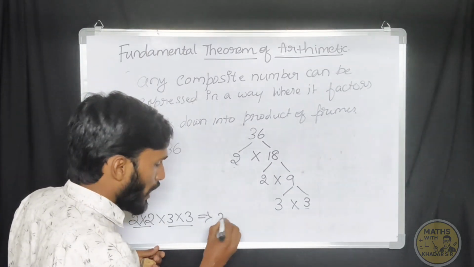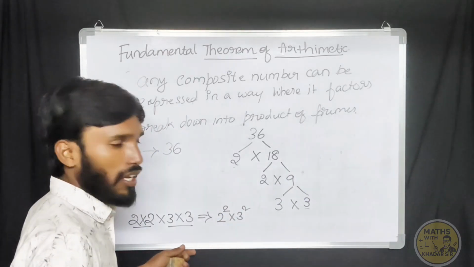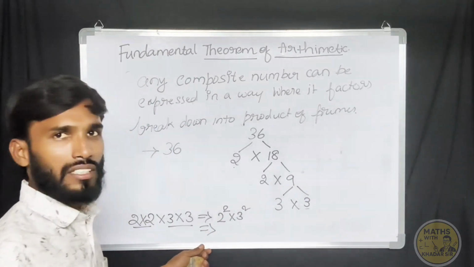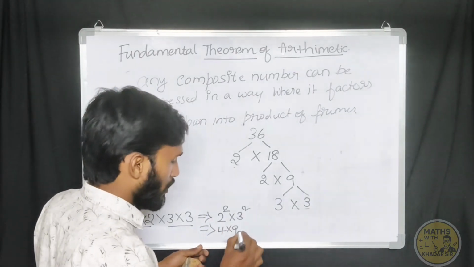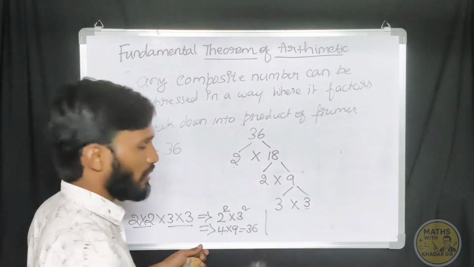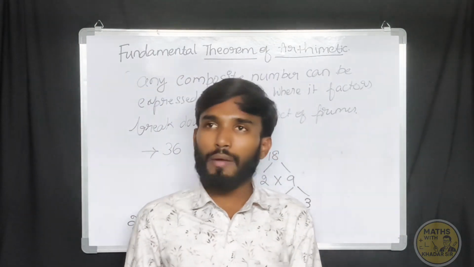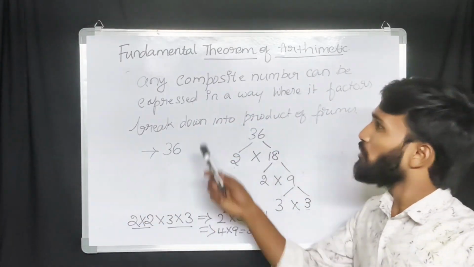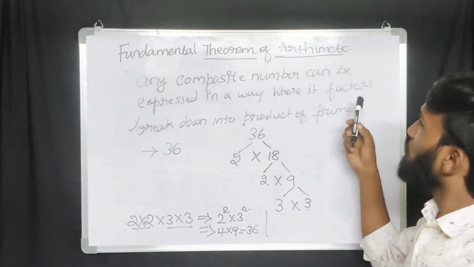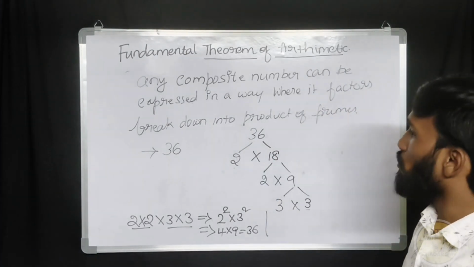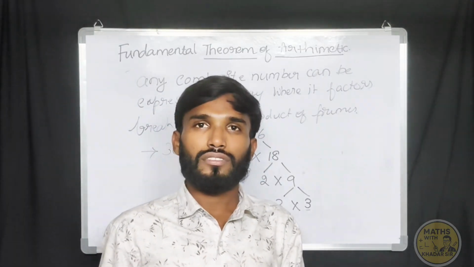We know that we write 2 into 2 as 2 square and 3 into 3 as 3 square. Now what's the answer? 2 square means 4. Very good. 3 square means 9. Now what's the answer? 36. Now see what is the beauty of this theorem. If you observe the definition of this theorem, any composite number can be expressed in a way where its factors break down into a product of primes, apart from the order.